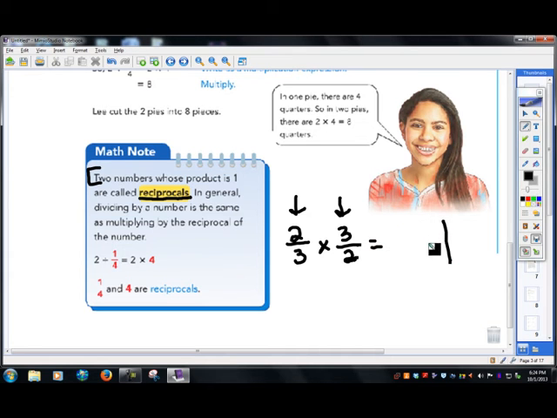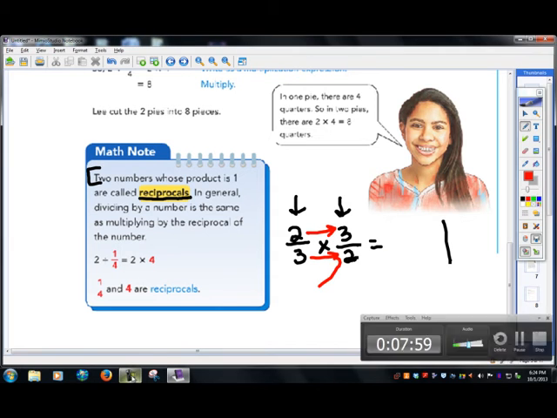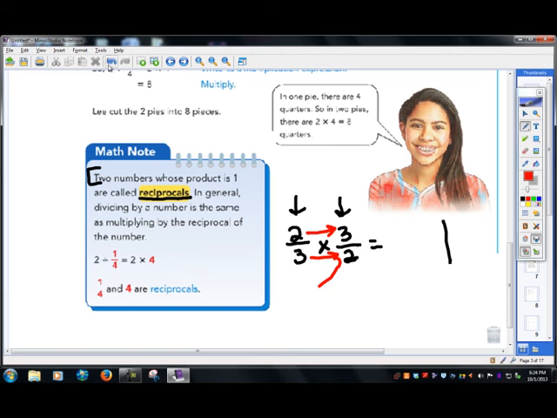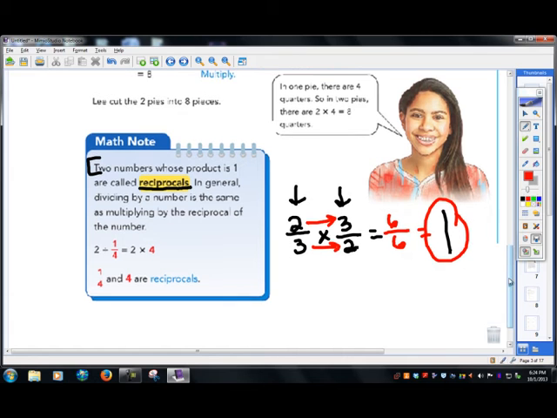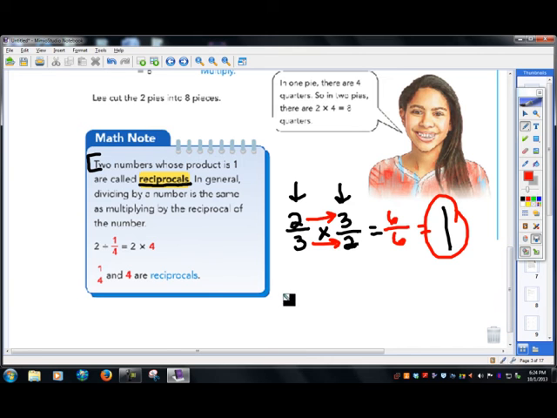Now, let me show you how I get that. Remember, when we multiply fractions, we multiply straight across. We don't have to find common denominators. We don't have to do anything. We simply have to multiply straight across. So when I do that, 2 times 3 is 6. 3 times 2 is 6. We know that 6 out of 6 slices equals 1. Okay? So reciprocals of one another will always multiply to get to 1.